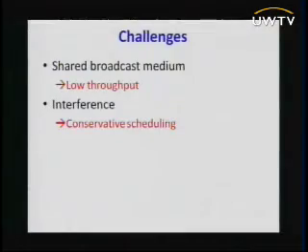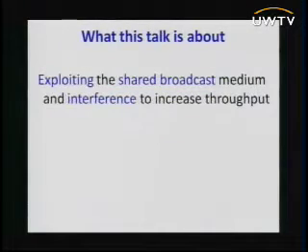So this means that in a dense wireless mesh network, where there are multiple devices competing for access to the medium, all of them have to be routed through the same shared medium, which drastically reduces throughput. Second, the broadcast nature creates interference among neighboring transmissions. Typically, wireless mesh networks have dealt with interference using very conservative scheduling protocols to avoid interference at all costs. And this further reduces throughput. So in this talk, I'll take the opposite approach. Instead of dealing with the broadcast nature and interference as challenges, I will show you how you can turn them into opportunities which you can exploit to significantly increase network throughput.